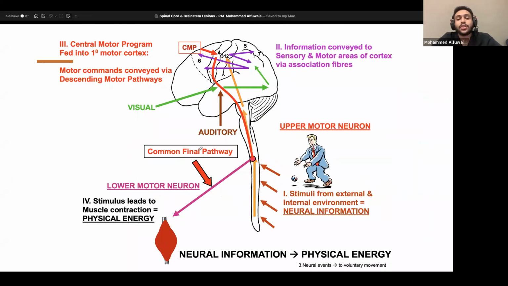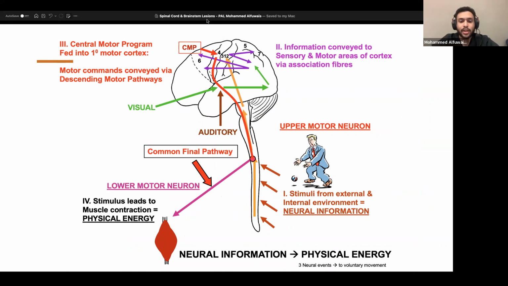So the function of a lower motor neuron, okay, is, for example, the reflexes, the deep tendon reflexes. Where you have, for example, if you basically hit a tendon, you'll have muscular contractions and so on and so forth.